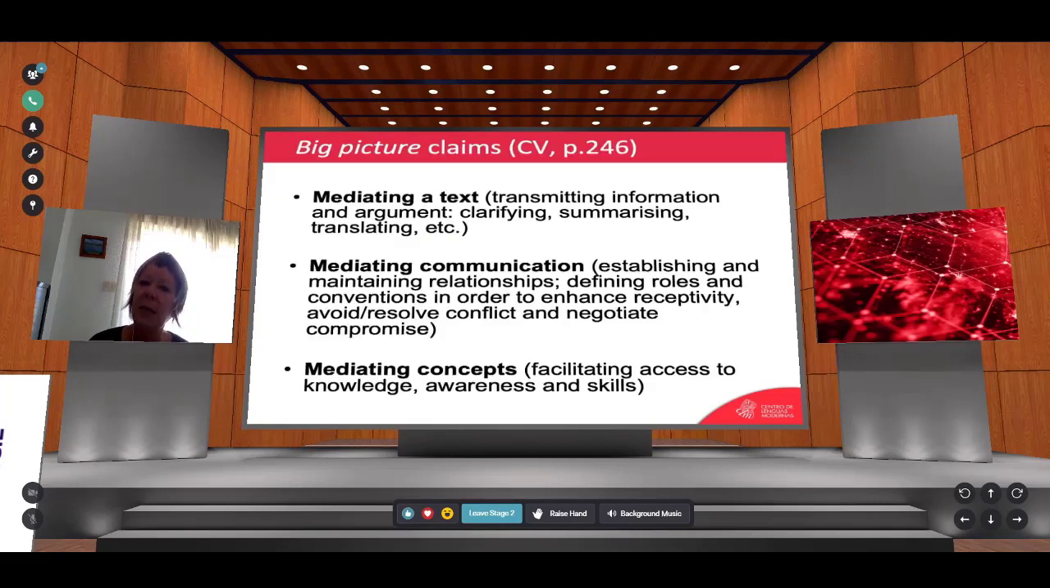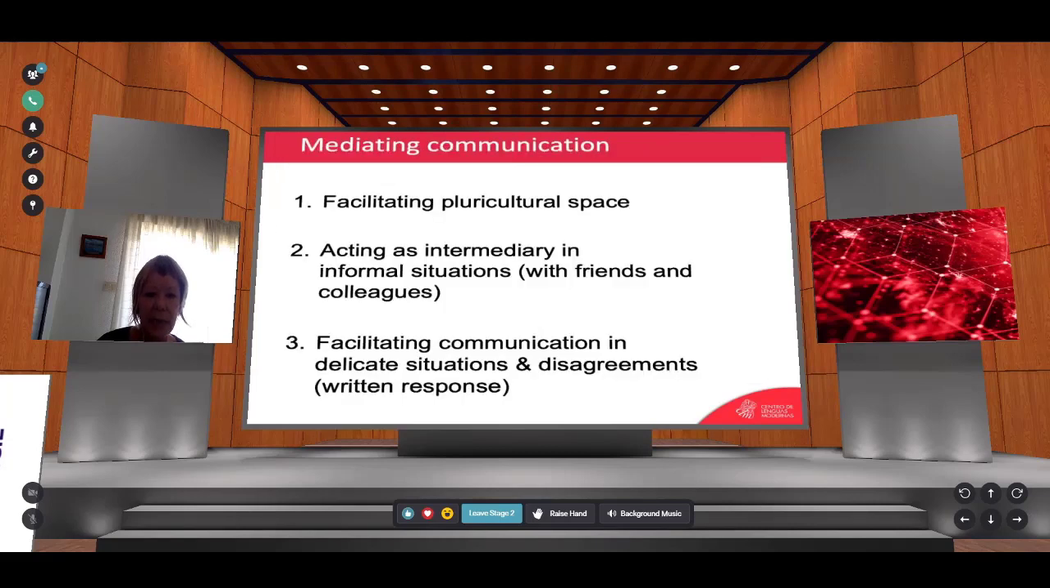The big picture claims in the CV concern mediating a text, mediating communication, and mediating concepts. In our particular context, we decided to first of all look at the area of mediating communication. In our context, as a lingua franca use, we felt that mediating communication would be useful for our students. And again, they were given 3 areas under mediating communication.